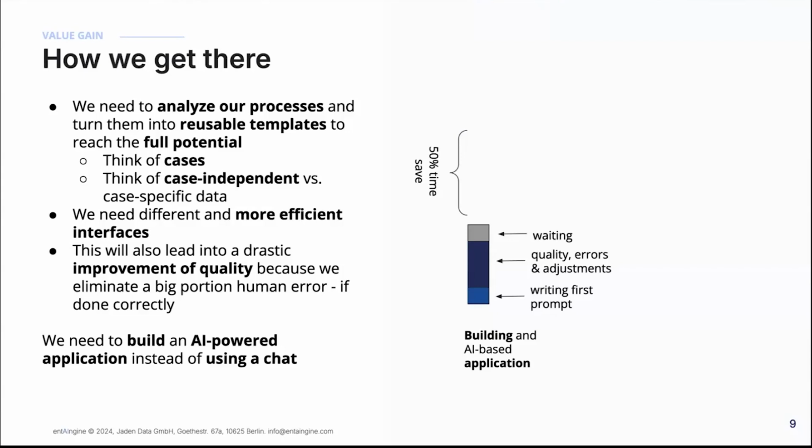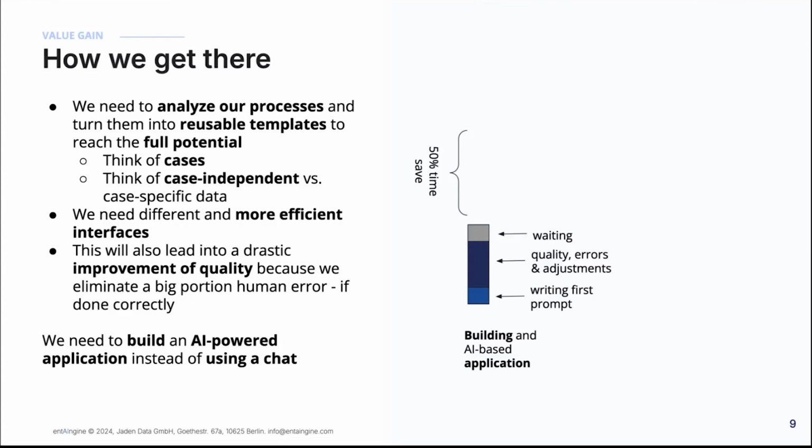We need more efficient interfaces than something interactive where we type something, then wait, then type the next step and wait, then type the next step and wait. And if we get to a point where we look from a bird's eye view and abstract all of these interactions into something that is reproducible, we can also get a lot of improvement in terms of quality and get around a big portion of human error if we do it correctly.